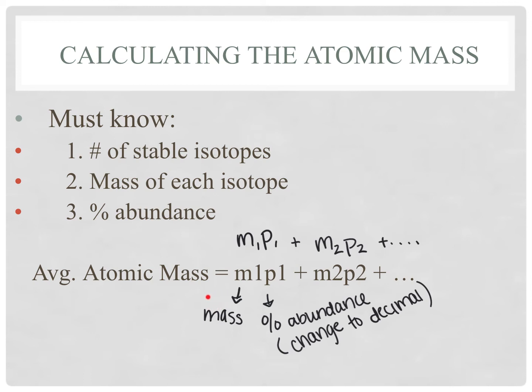But when we calculate the average atomic mass, it's just the mass of that first isotope multiplied by the percent abundance in decimal form. Then you add it to the mass of the second isotope times the percent abundance of the second isotope. If you have a third one, you keep going. If you had a fourth one, you keep going. That's what that ... means.